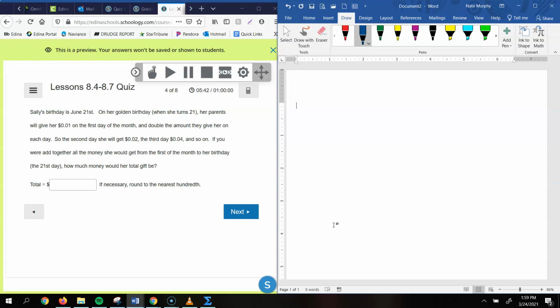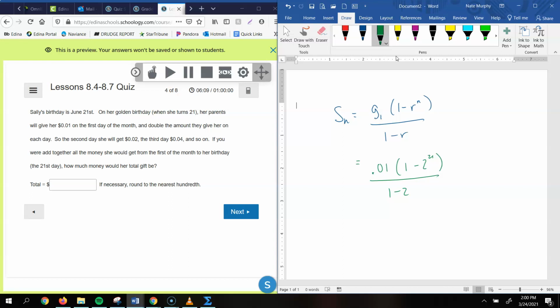Okay, this is a finite geometric series. So to find the sum, we would just take our first term times 1 minus r to the nth power divided by 1 minus r. So our first term in this case is 1 cent, 0.01. Remember, we're doubling it each time, and we're going to do that for 21 days. And then we'll divide that by 1 minus 2, because that'll just be -1 there.